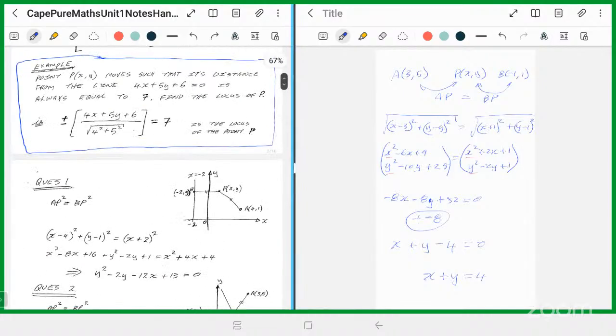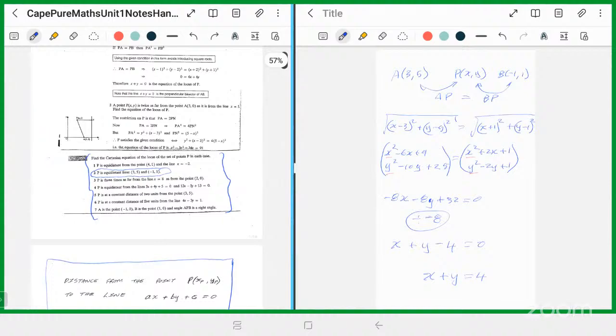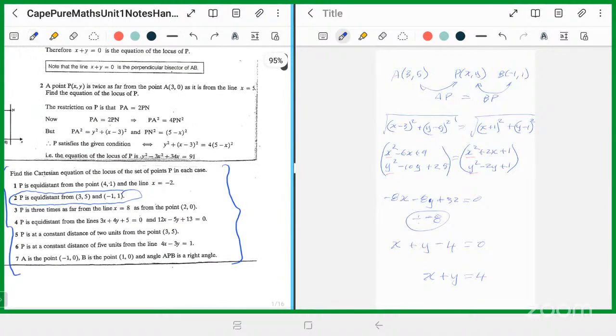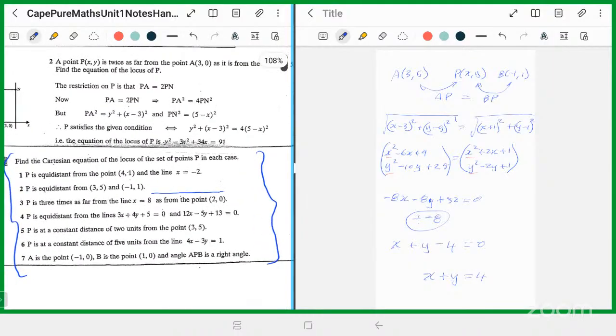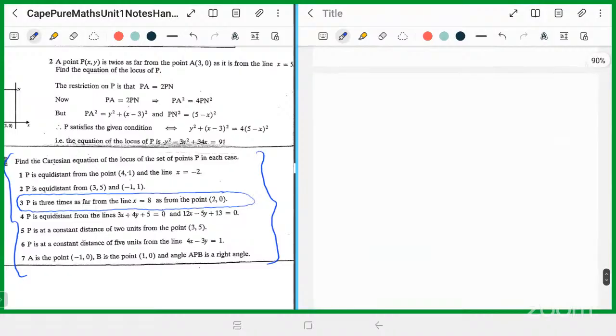And let's look at the next one now. Alright, so the ability to interpret what they have said, make a sketch, and then apply the coordinate geometry method. I always call the point P, x, y. But this one says P is 3 times as far from the line x equals 8 as it is from the point 2, 0. So distance from the line x equals 8 is 3 times from the point 2, 0.